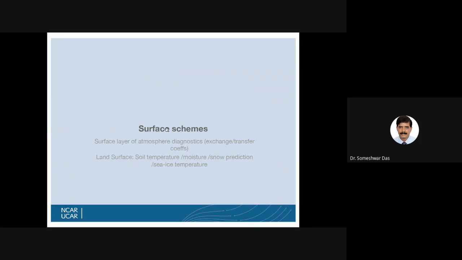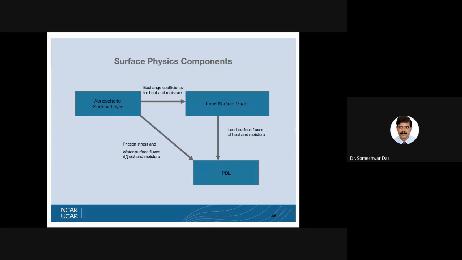So this scheme interfaces or interacts both with the land surface scheme as well as the layer above it, that is PBL. Okay, and actually surface layer itself is a part of the PBL. So the atmospheric surface layer, as you know, interacts with the land surface model, and it also interacts with the PBL model. The land surface model also interacts directly with the PBL model.